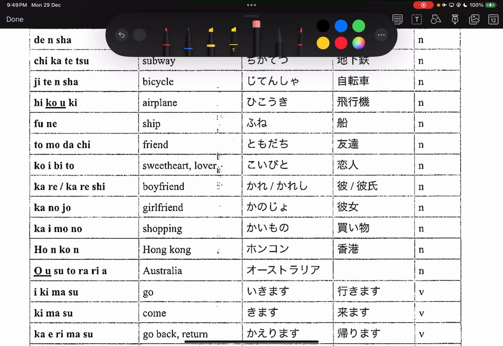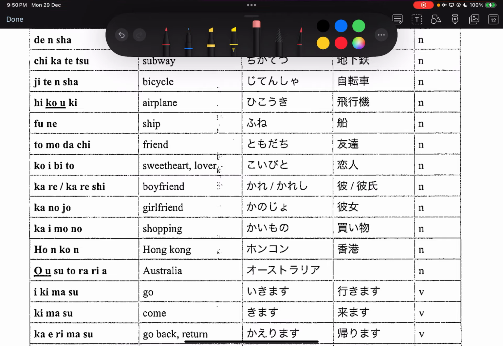For boyfriend will be 彼氏. So 彼 alone doesn't necessarily mean boyfriend. It just means he. So sometimes people still imply that it's boyfriend. Okay? 彼氏, 彼女, 買い物.